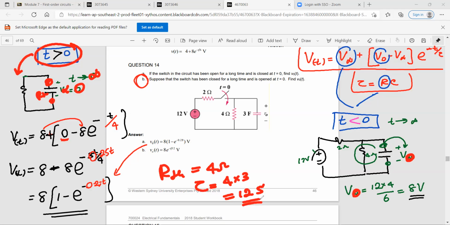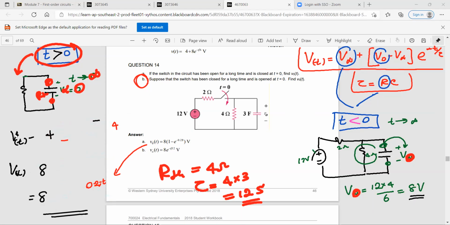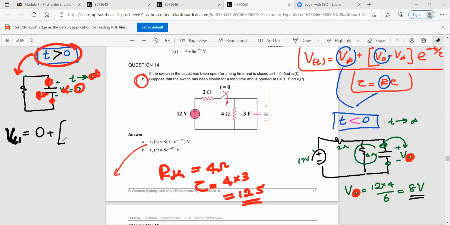When you substitute in the equation, I use the same thing here. So we have Vt is equal to V infinity, which is 0, plus brackets, V naught is 8, minus 0, e to the power minus t over 12. So this will be 8 e to the power minus t over 12.